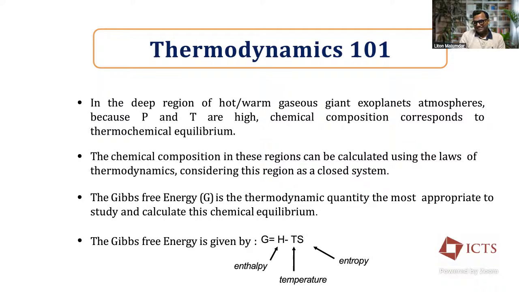Whether your atmosphere is far away from equilibrium or in equilibrium, or whether a reaction can happen or not, is decided by the Gibbs free energy. The Gibbs free energy is basically defined as your enthalpy minus temperature times the entropy. So if you understand how we can calculate Gibbs free energy, which is a main thermodynamic quantity in the atmosphere, that can give you the idea about whether your planet's atmosphere is in equilibrium or far away from equilibrium.